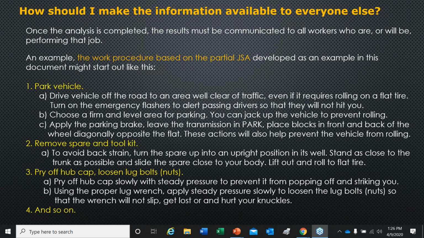And you would go through the whole sequence of these items to apply the brake properly and get everything taken care of. Then you'd want to remove the spare to avoid back sprain, turn the spare up into the right position, stand as close to the car as possible, slide the spare close to your body, lift it out, and roll it to the flat tire. So you would go through all of those processes and write them up.